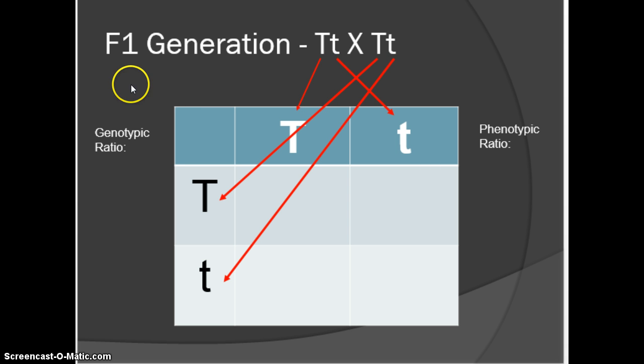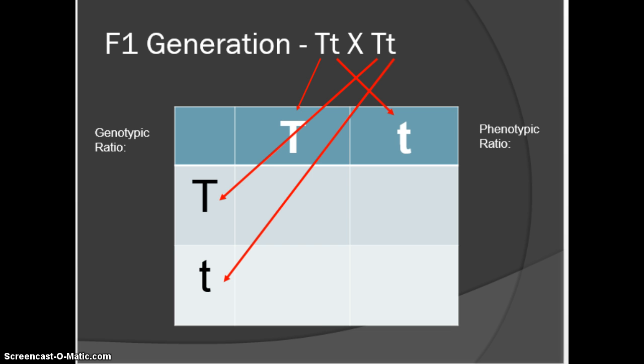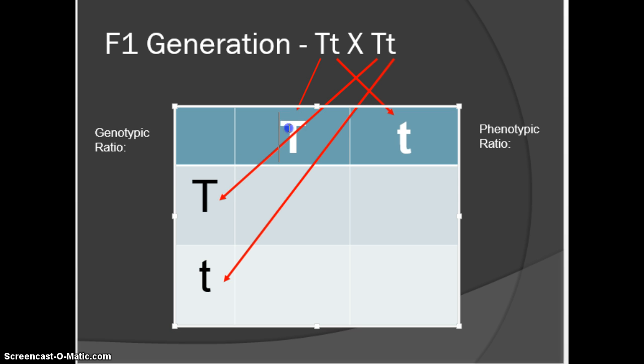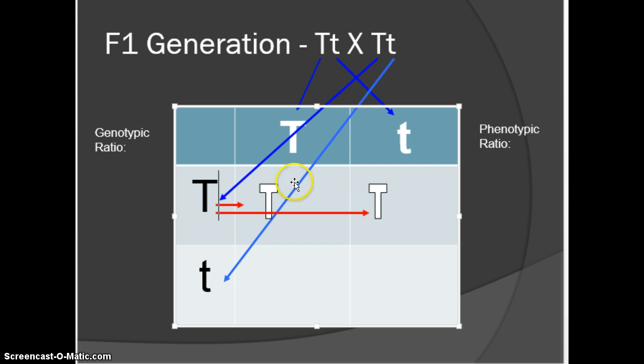How do we start plugging these in? What you will do is you will put each of the parents on one up here and one down here. And you're just going to put in their alleles. So we have the capital T and lowercase t, capital T and lowercase t. So now what we're going to do is we're going to start to fill it in. So one way to look at this is we're basically just transferring this allele into each of the boxes.